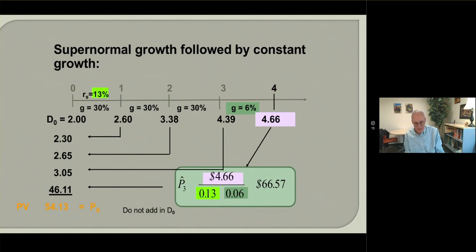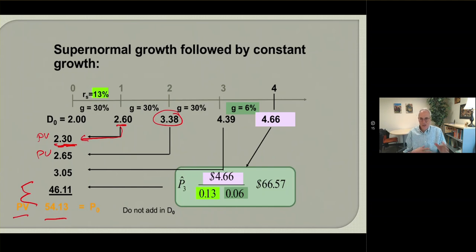Well, what this slide represents is if we did each one of these individually. So if I brought the 260 back, the present value would be 230. If I brought the 338, the present value would be 265, and so on. So the value of the stock would be the present value of all the future dividends. So we were going to add these all up, and we'd get 54.13.